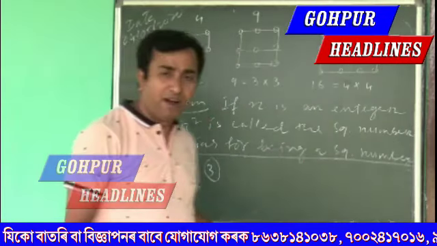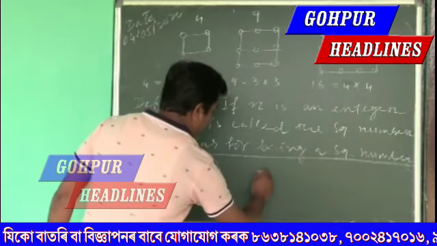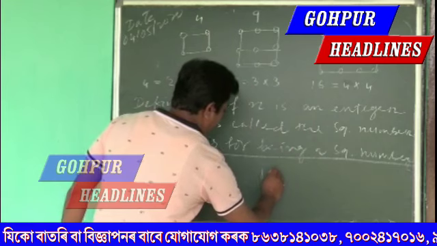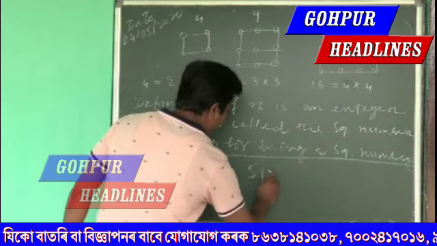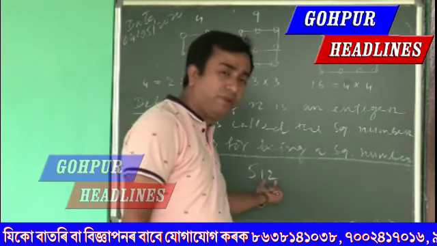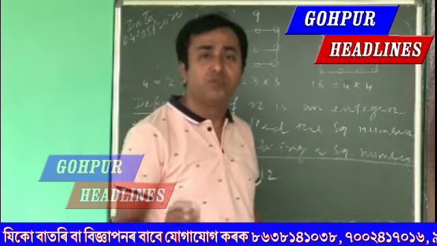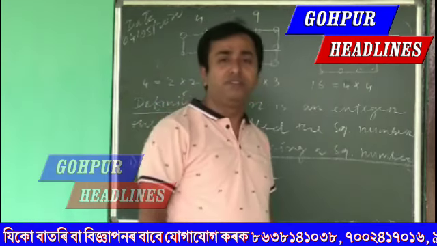Similarly, अगर कोई नंबर 2 पे खत्म हो रहा है, देखिए आप, suppose 512, it ends with 2. The number ends with 2, so it will never be a square number. So this is the first criteria.